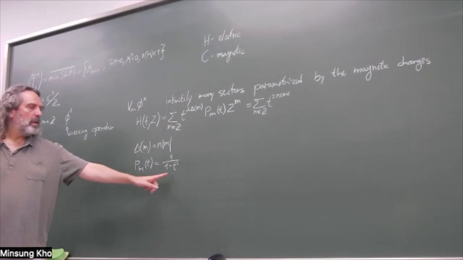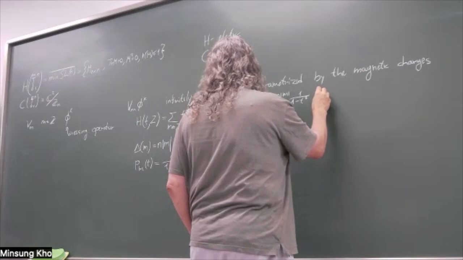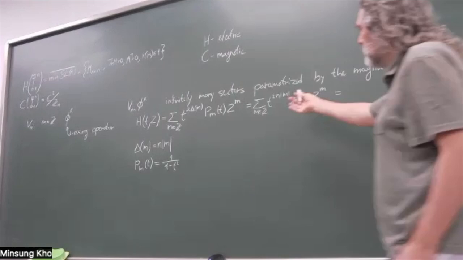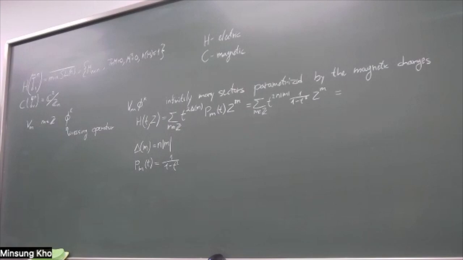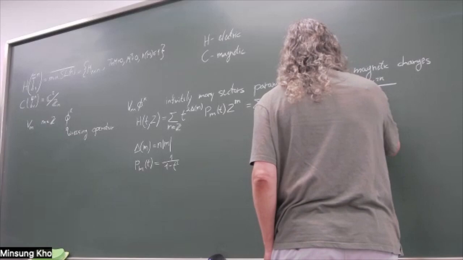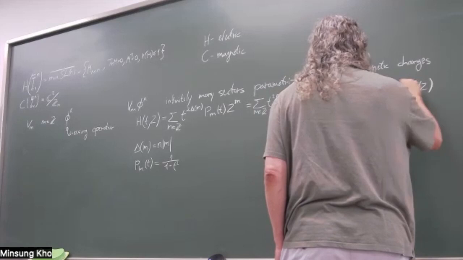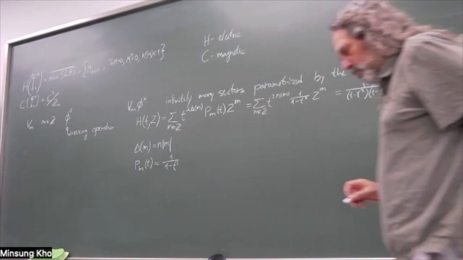Since there is no dependence on m, this factor comes out of the sum, and I'll have z to the m. This is an easy sum to perform. It's just a single sum. There is an absolute value, so you need to take care of that. The final result is 1 minus t to the 2n divided by 1 minus t squared, 1 minus t to the n times z, and 1 minus t to the n over z. Any questions? That's the Hilbert series.